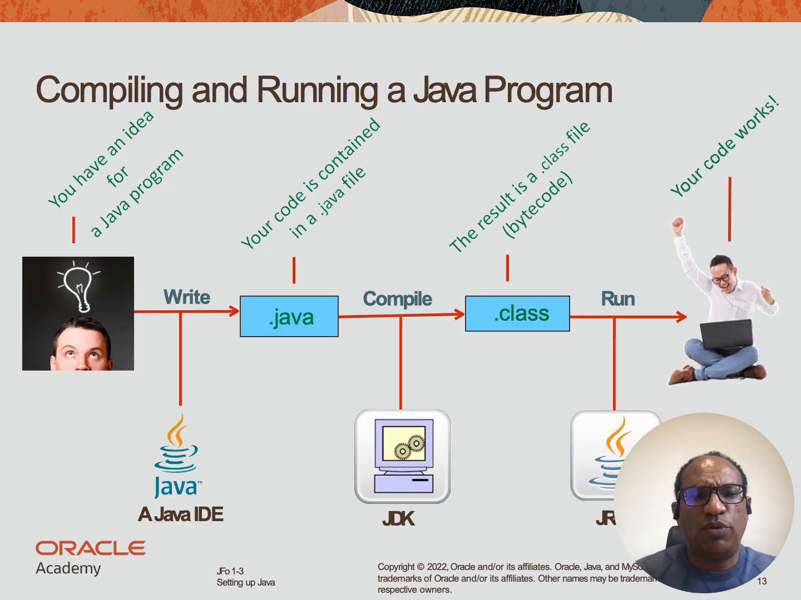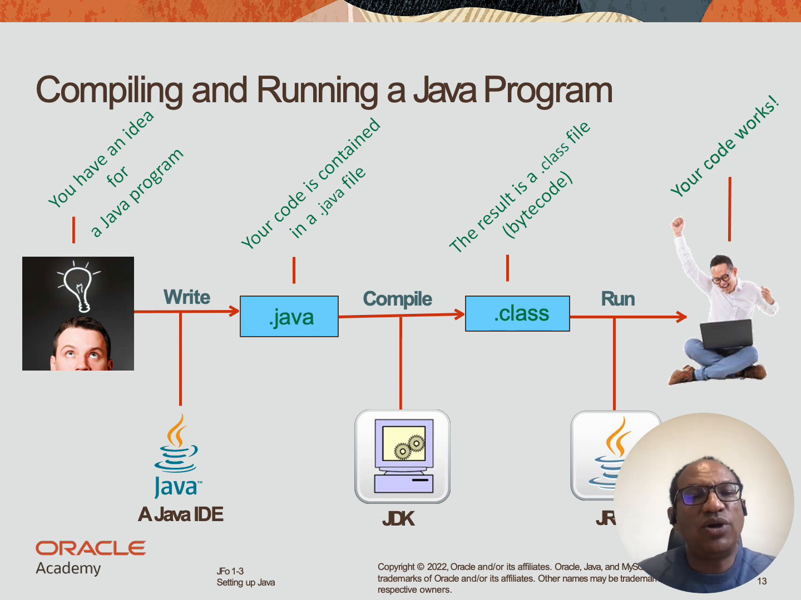When you're making a Java program, you will use a Java IDE and go from the .java code, and convert it to a class using the JDK. From there, you can use the JRE to run the Java program. The diagram shows what happens when you compile and run a Java program. You have an idea for a Java program. The Java code is written in a Java IDE, and the file has a .java extension. This is called the Java source code.